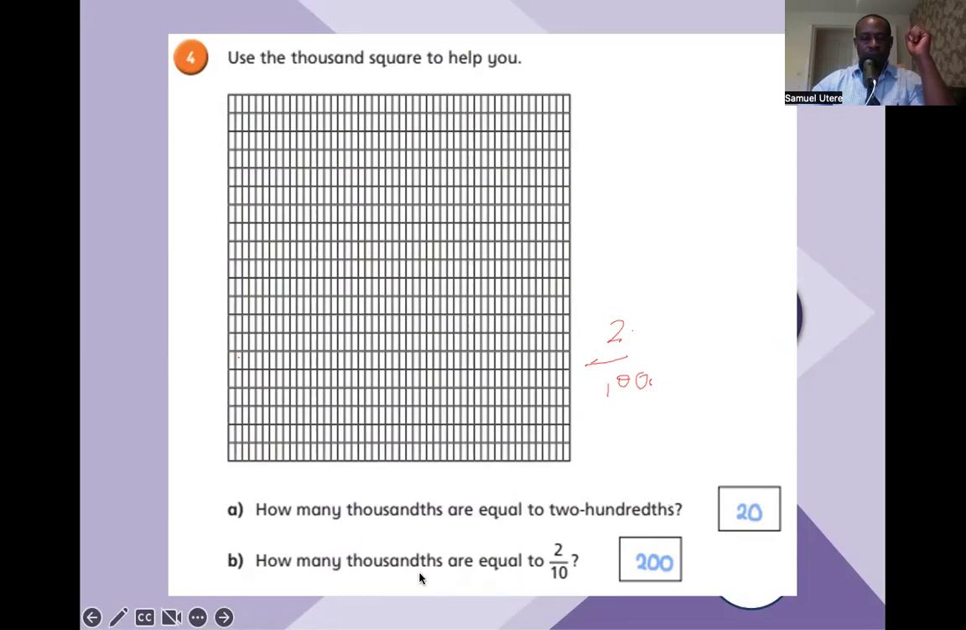And then here, how many thousandths are equal to 2 tenths? 2 tenths is 20 hundredths. Now imagine splitting one of those squares into 10 equal parts. It means 20 hundredths will become 200 over 1,000. So it's a bit like making this 100 times bigger. You have to make that denominator 100 times bigger. So you have 200 thousandths. Let's erase this.